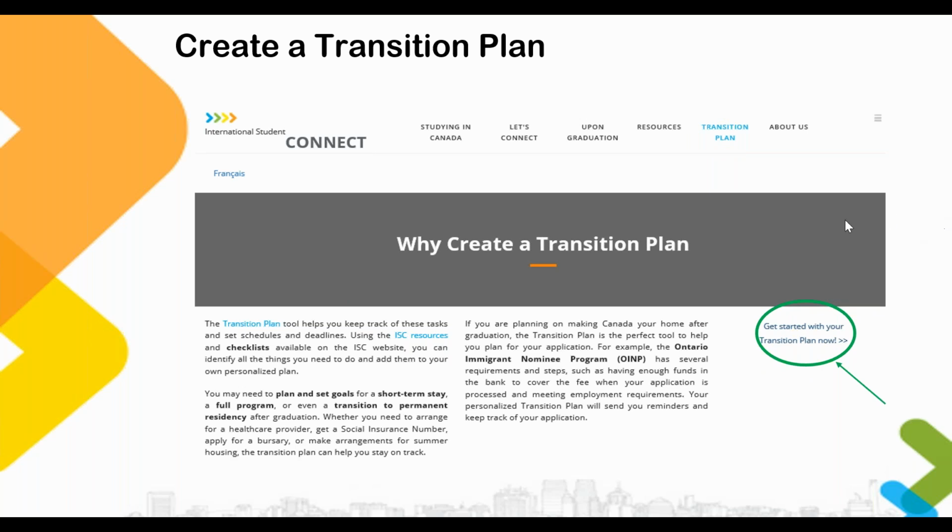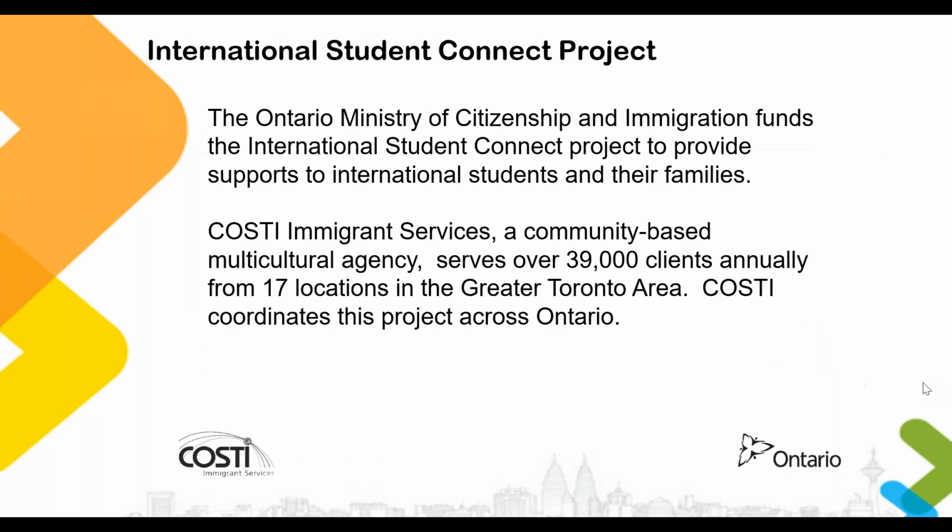Okay, now the International Student Connect project is brought to you by COSTI Immigrant Services. We are the coordinating agency. The project is funded by the Ministry of Citizenship and Immigration Canada. COSTI Immigrant Services coordinates this project. We have over 17 locations across the Greater Toronto Area, and we service over 39,000 clients annually.